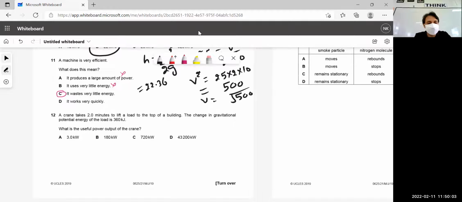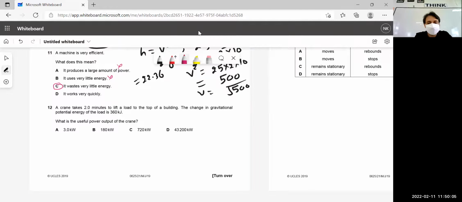Question number 12. A crane takes 2 minutes to lift a load to the top of a building. The change in gravitational potential energy of the load is 360 kilojoules. What is the useful power output of the crane? Power output, children. Output power is equal to useful work done divided by unit time.